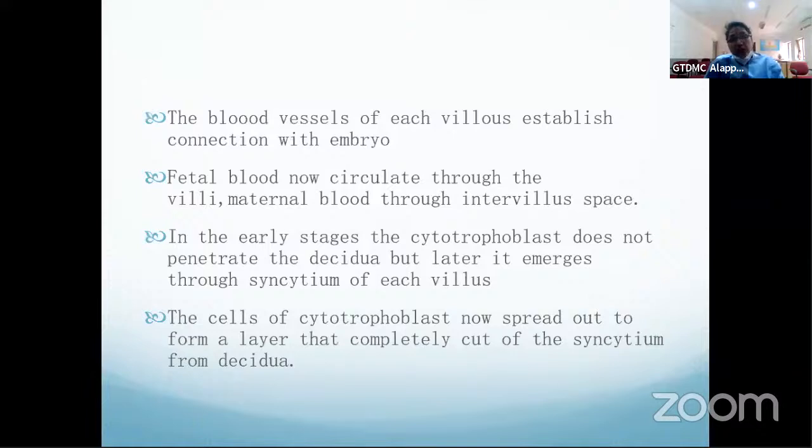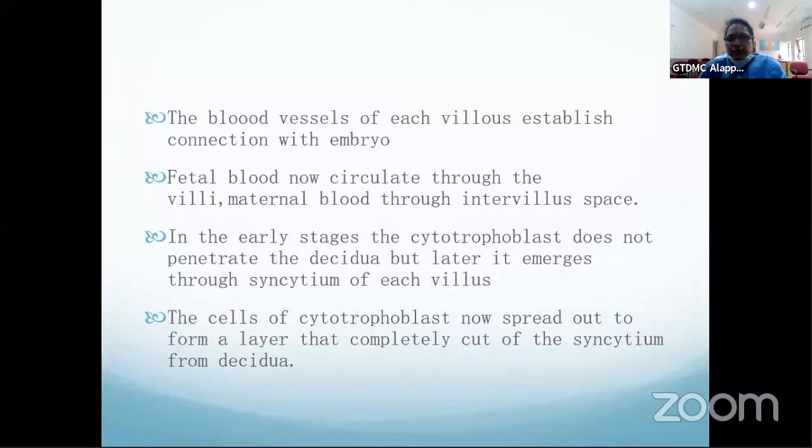Then the blood vessels of each villus establish connection with the embryo, and fetal blood now circulates through the villi, maternal blood through the intervillus space. So the center of each villus has the fetal blood vessel, and the lacunar space has the maternal blood. So exchange transfusion occurs through this.